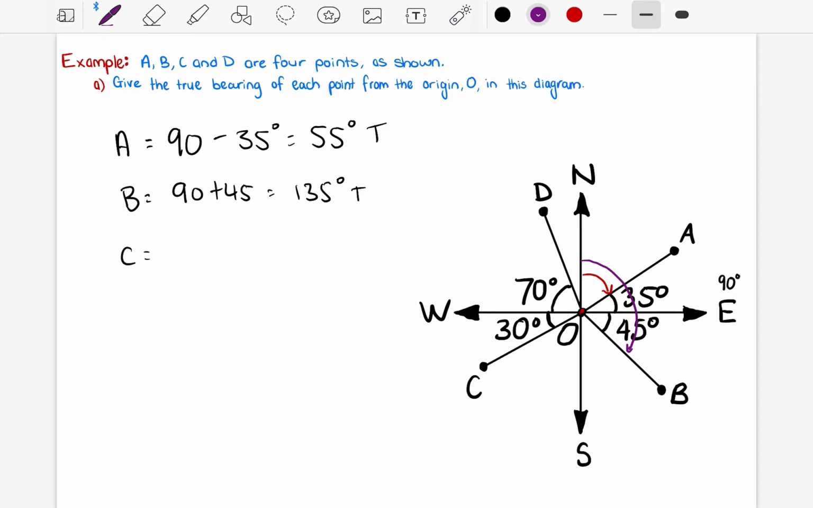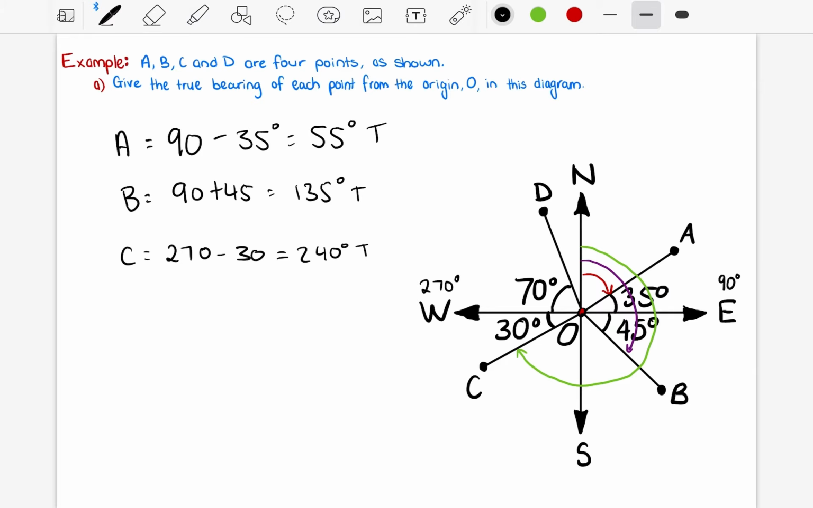Alright, let's do C. We're going to do that in a different colour so it's easy to see. C is talking about going from here all the way around to here. Now, they haven't told us what that part here is. So instead, I'm going to go a full 270 and then take away the part that they've given in here, and that'll tell me the difference. I'm going to go 270, because we know that this is 270, take away 30. And that will give me 240 degrees true.